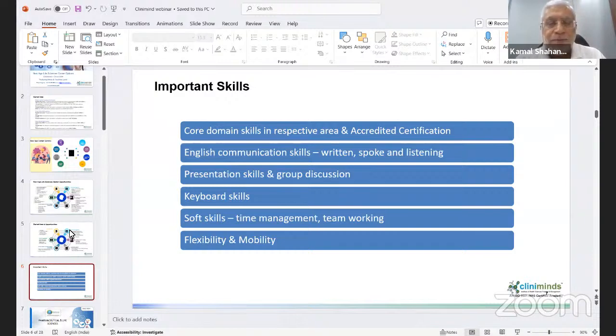Things like teamwork. We are working in the industry, in the life sciences sector, where there is no me, there is no I. It's all about we.